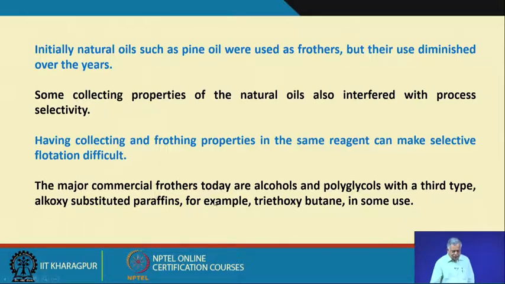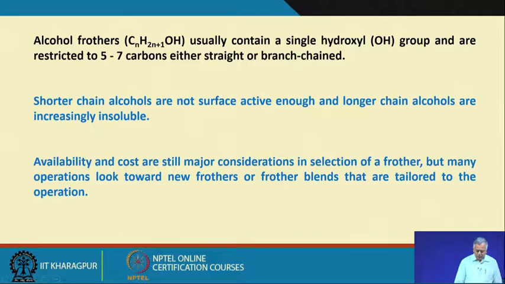The major commercial frothers today are alcohols and polyglycols, with a third type, that is alkoxy substituted paraffins, for example, triethoxybutane, in some use. Alcohol frothers usually contain a single hydroxyl group, as it is shown here, and are restricted to 5 to 7 carbons, either straight or branch chained. It could be straight chain or it could be branch chain.